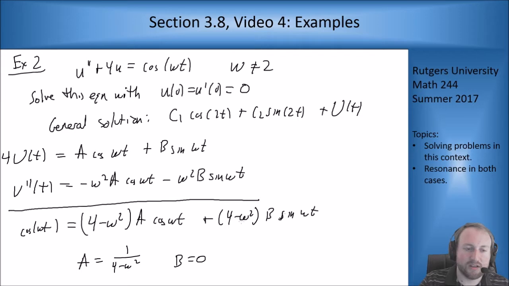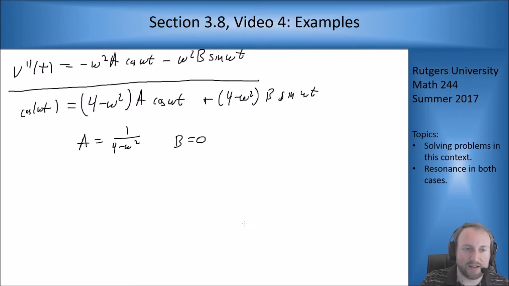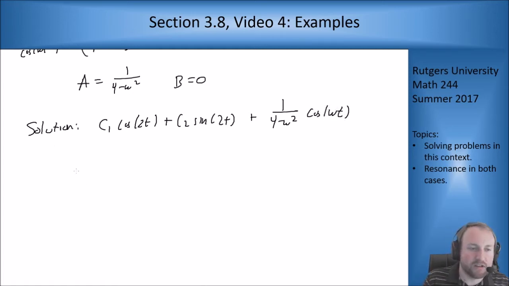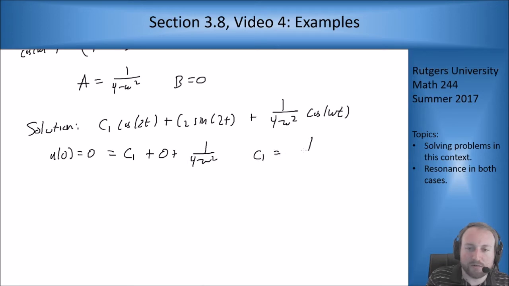So my solution is, I can plug that in and I get c1 cosine of 2t plus c2 sine of 2t plus 1 over 4 minus omega squared cosine of omega t. And now let's do our boundary conditions. u of 0 equals 0 tells me that 0 equals c1 plus 0 plus 1 over 4 minus omega squared. So c1 equals negative 1 over 4 minus omega squared.